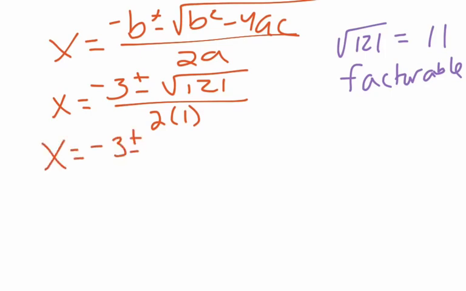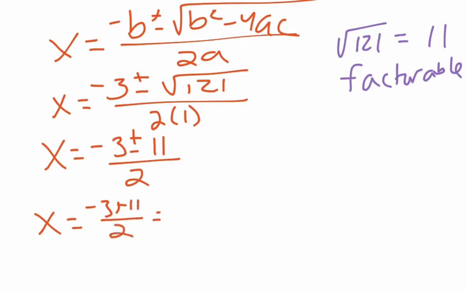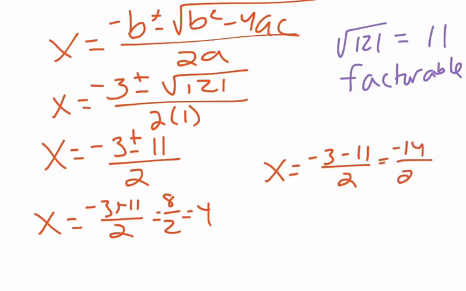So we have negative 3 plus or minus 11 over 2. Negative 3 plus 11 over 2 is 8 over 2, which is 4. And the other one would be negative 3 minus 11 over 2, which is negative 14 over 2, or negative 7.